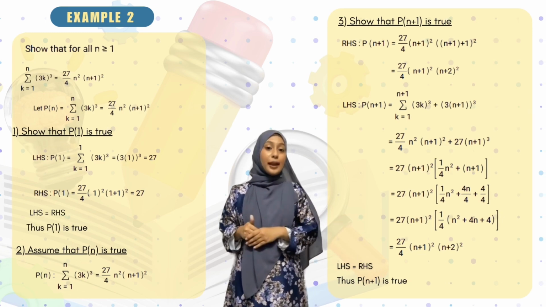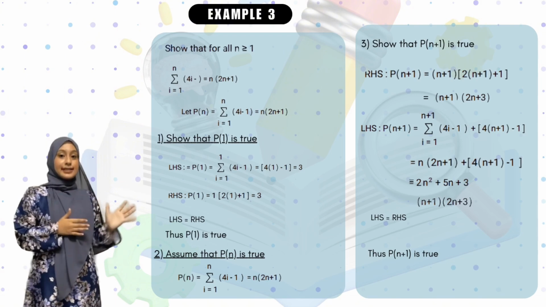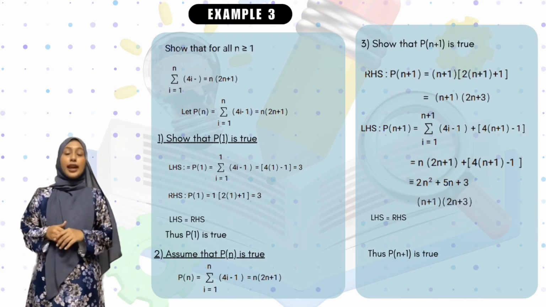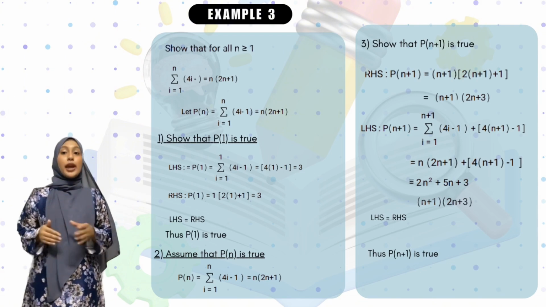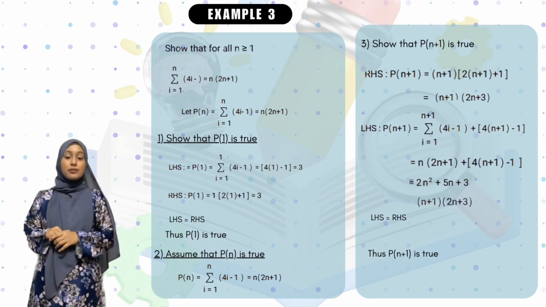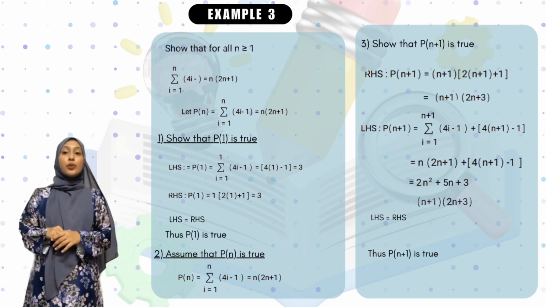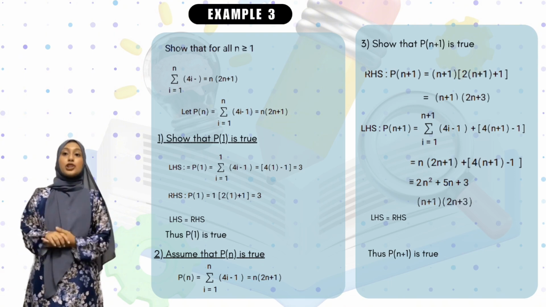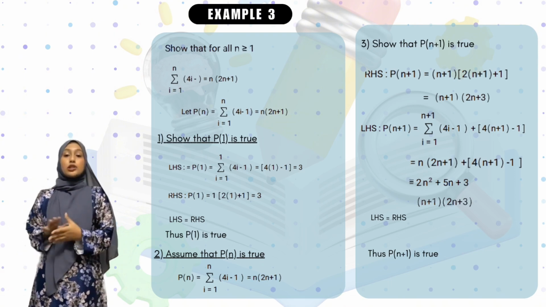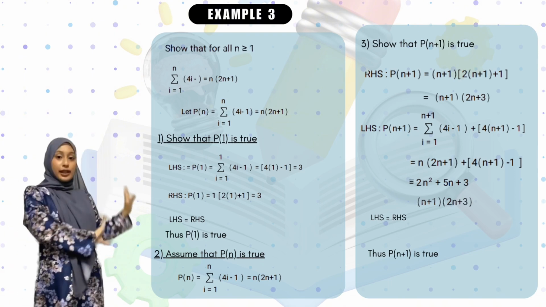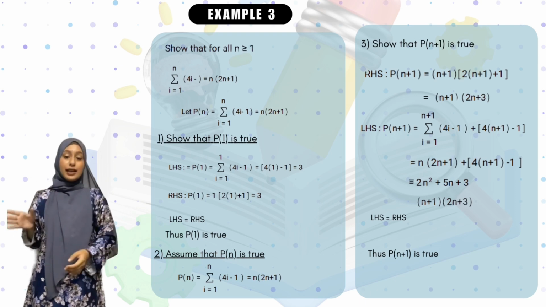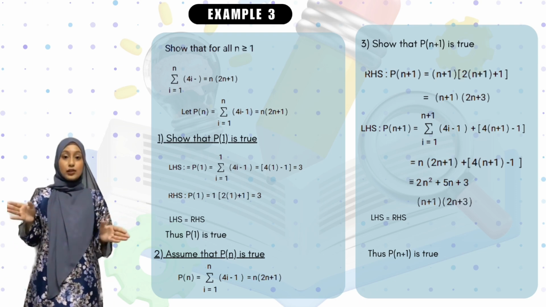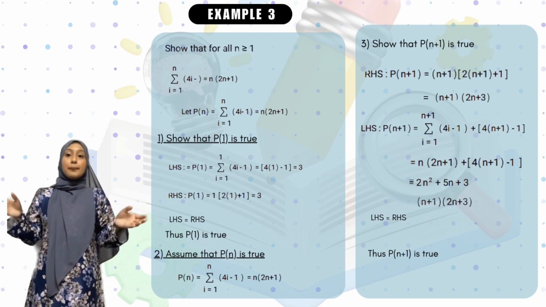Thus, Pn plus 1 is true. The last example: show that for all n greater than or equal to 1, the summation from i equals 1 to n of 4i minus 1 equals n times 2n plus 1. So as usual, we start by showing that P1 is true. For this equation, as you can see right here, I already got the left-hand side is 3 and the right-hand side is also 3, which means P1 is true.